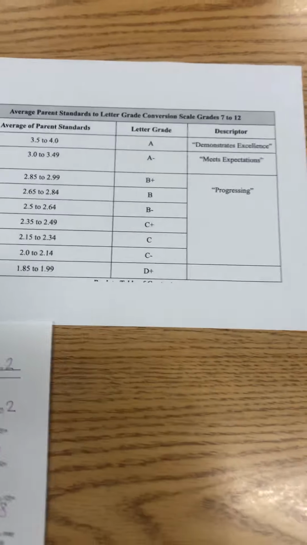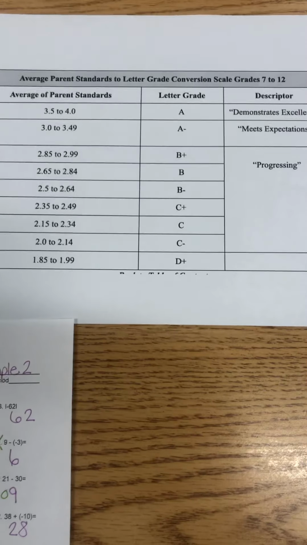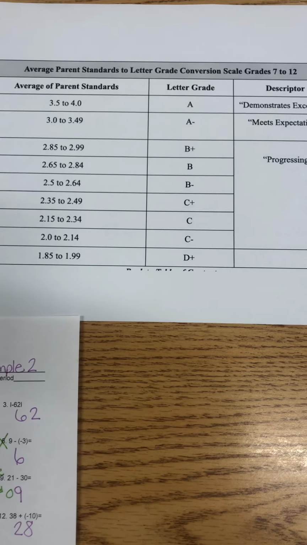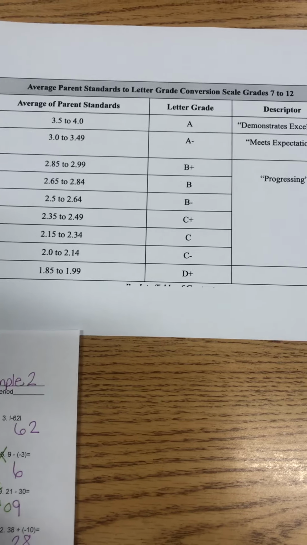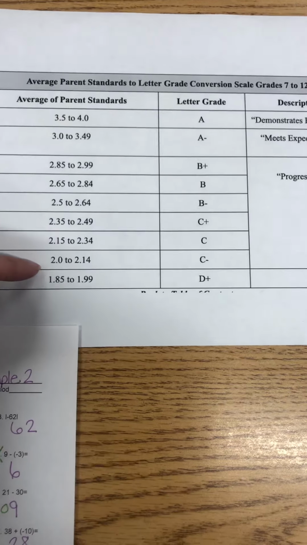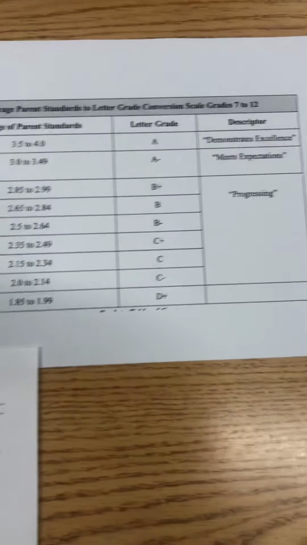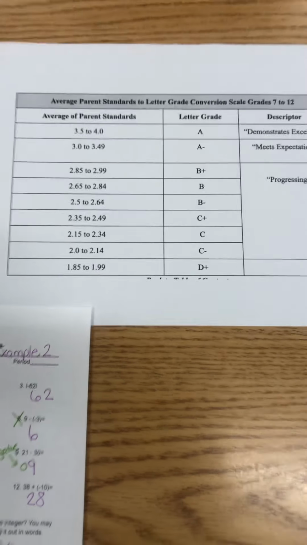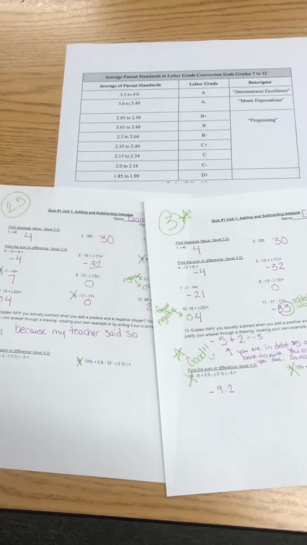Then if a student starts getting more assignments put into the grade book for evidence and their assessments, it's going to average all of their parent standards together and will give them the letter grade off to the side. So we hope that helps. That's just a little explanation with some examples of how grading is going to work this year.